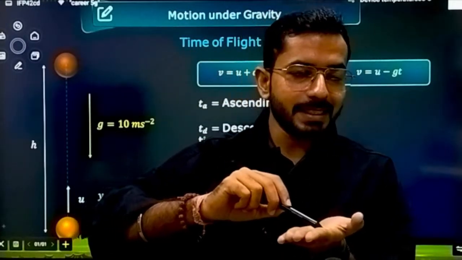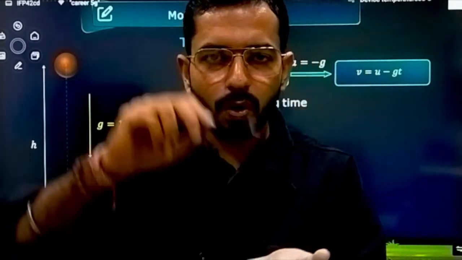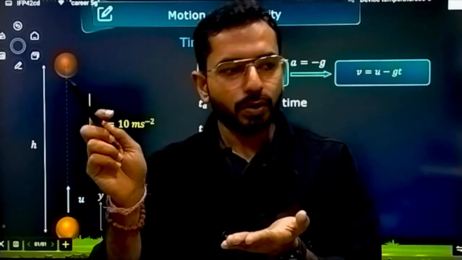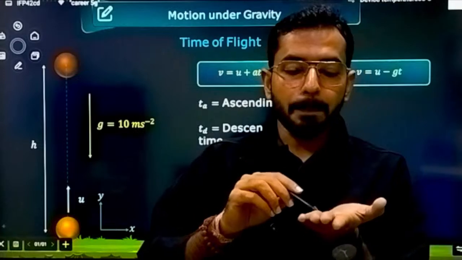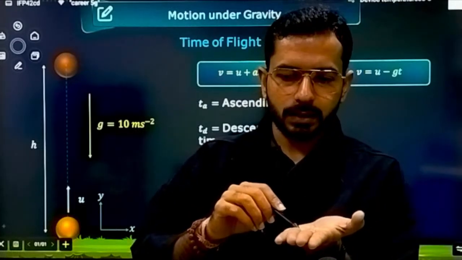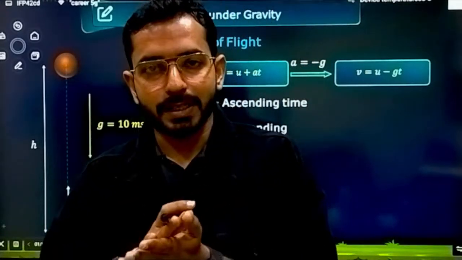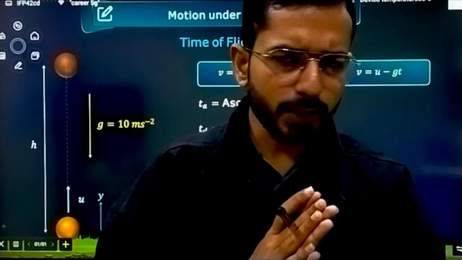The time to come down from the maximum height is called the time of descent, and these two are identical kind of scenarios, and that's why we say that time of ascent is equal to time of descent. And the complete time taken, from this point to again reaching the same place, is called the time of flight in projectile motion.